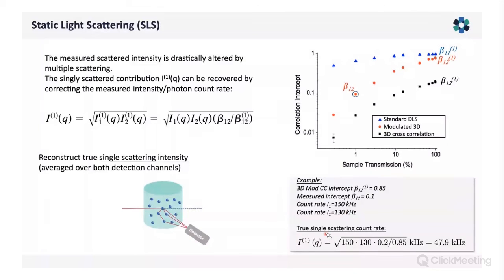Then you simply multiply 150 times 130 times, okay, now I made a mistake, I apologize. This should be 0.1 divided by 0.85. Take the square root, and then you get the real single scattered count rate that you measure at this particular angle or scattering vector in your experiment. So you can back calculate the single scattered intensity at any angle.